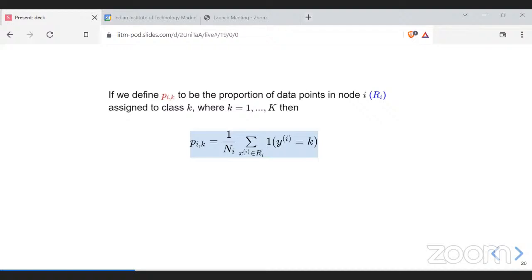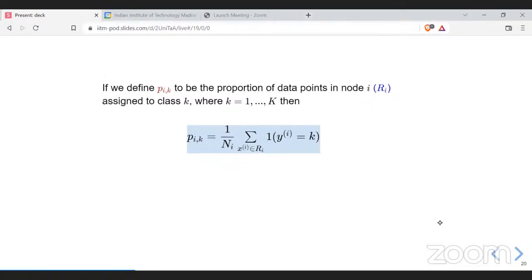Here 1 is the indicator function. It is one whenever y_i equals K. The summation over such functions calculates the number of data points which belong to class K in region I, divided by the total number of points in region I. So this gives you the probability of points which belong to class K in region I. Okay, so this is one notion.